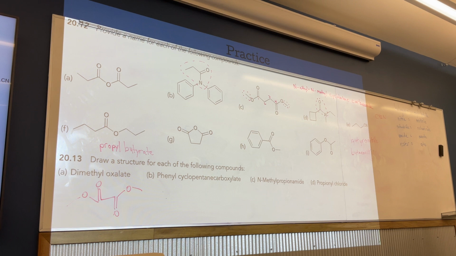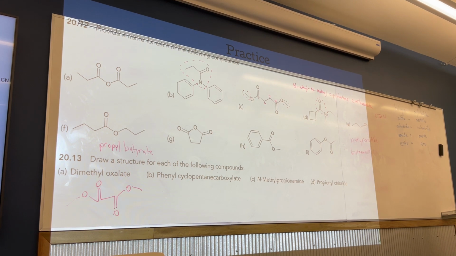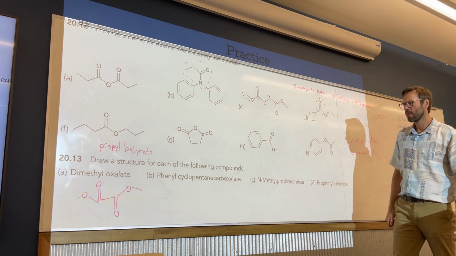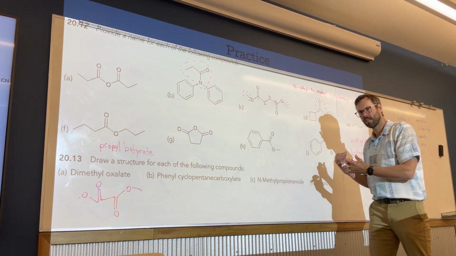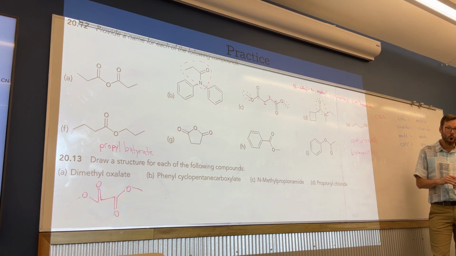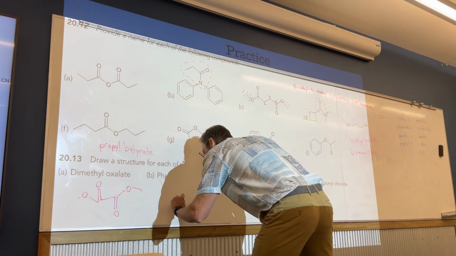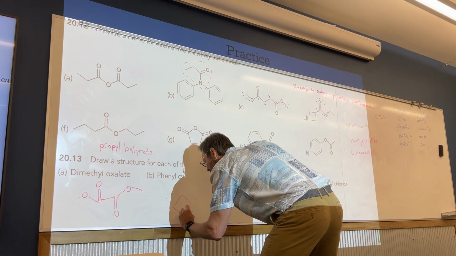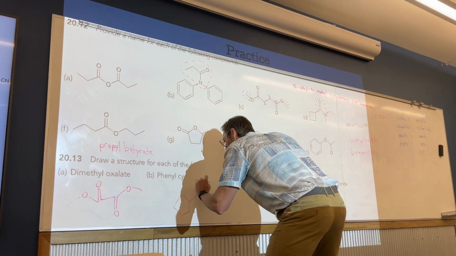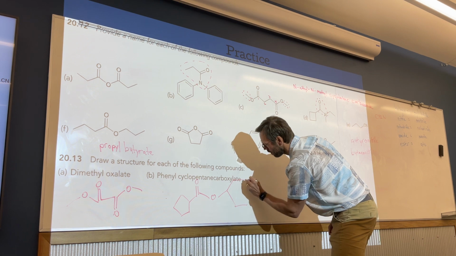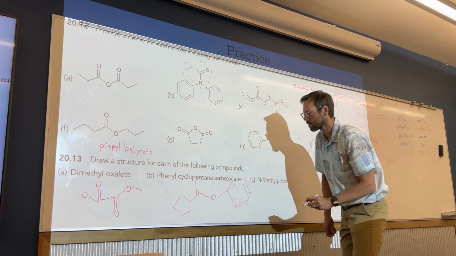Phenyl cyclopentane carboxylate. Ooh. So that means cyclopentane carboxylate. That means the phenyl group's coming off of the O of the ester, right? And the cyclopentane is coming off the carbonyl. So 1, 2, 3, 4, 5. Come off the carbonyl. O. And then something like that.